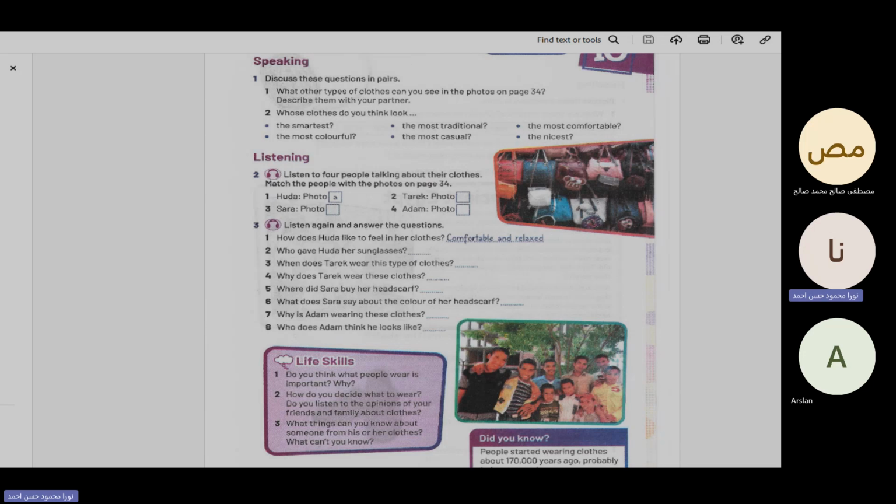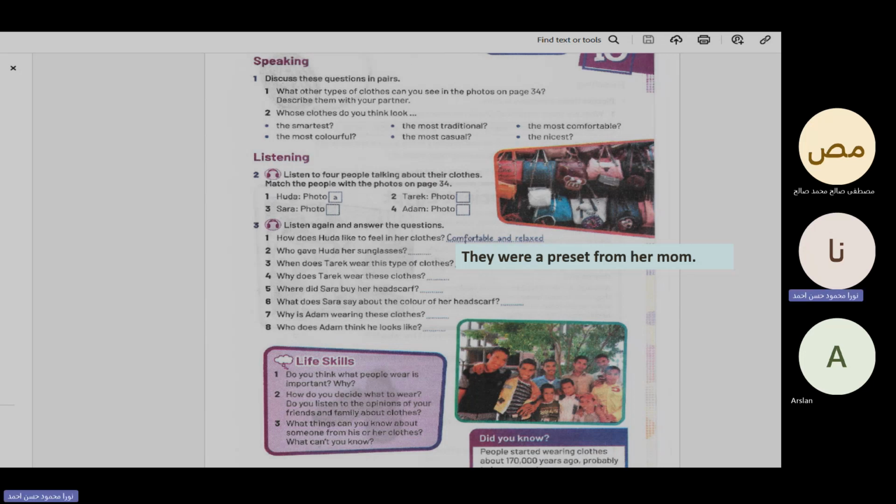Okay, so the first one here is how does Huda like to feel in her clothes? Okay, comfortable and relaxed. What about the second one? Did you find the answer? Who gave Huda her sunglasses? Who is the person? Yeah, of course. They were a present from her mom. So her mom gave her the present.